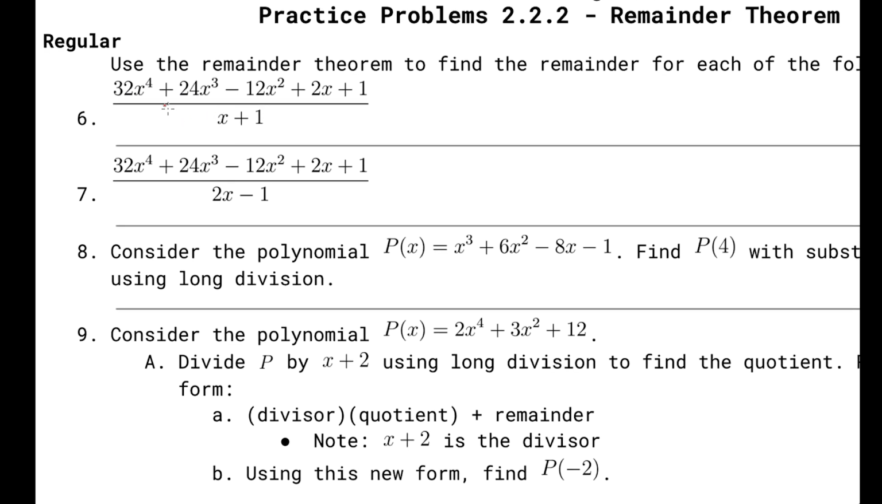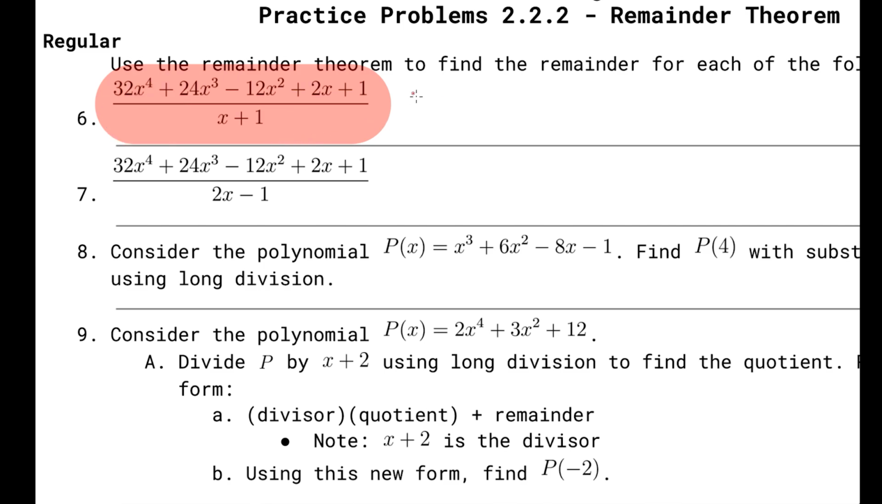So that first one, it says 32x to the 4th plus 24x to the 3rd minus 12x squared plus 2x plus 1 is all divided by x plus 1. So we're looking at this thing right here. And to solve this, what we're going to do is we are just going to plug in -1.